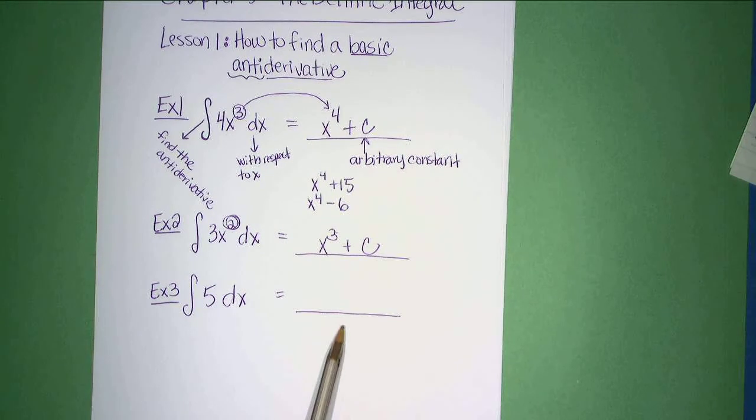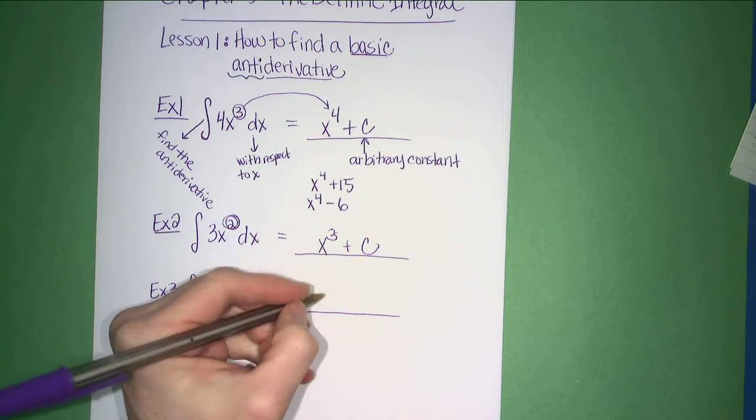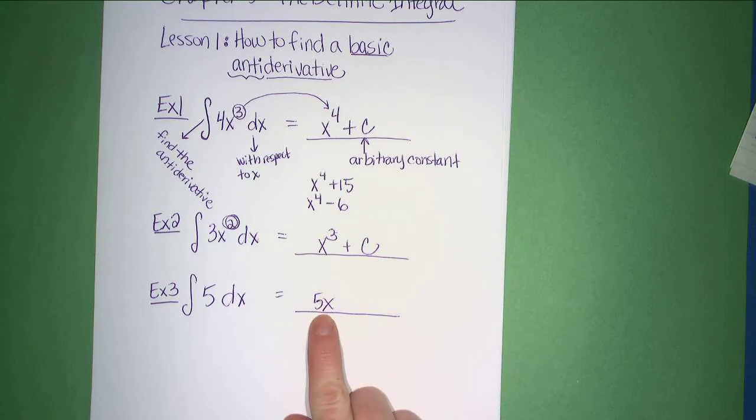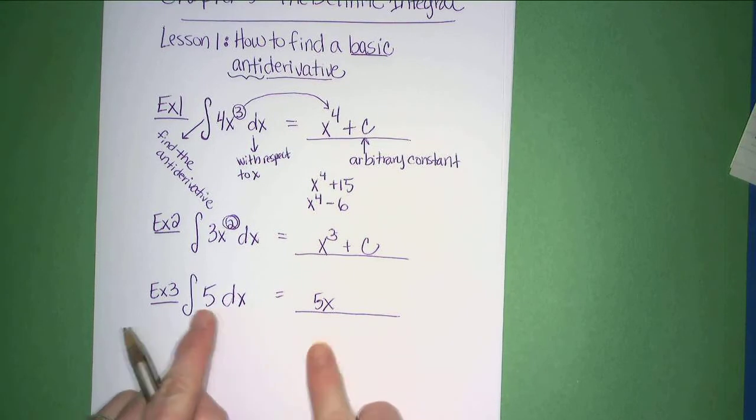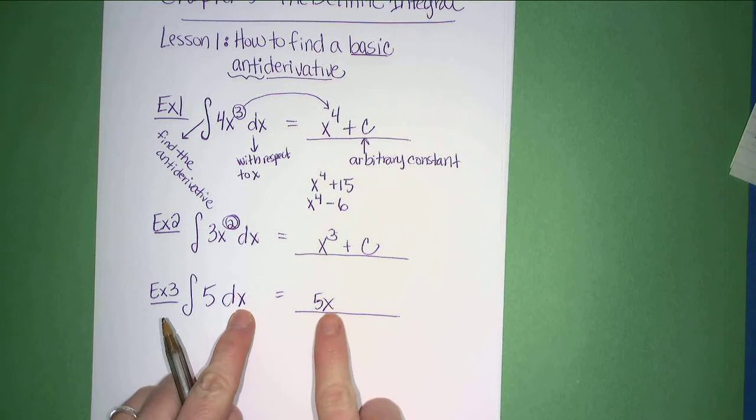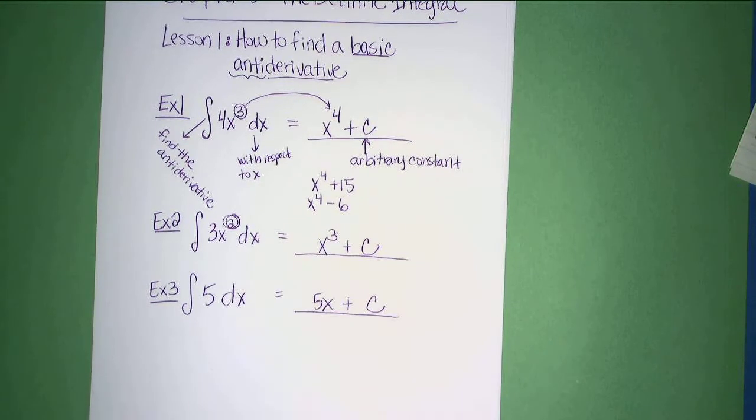So I have to think to myself, what function's derivative is just the constant 5? Well, that would just be 5x. The derivative of 5x is 5. Again, if this was dy, I would put 5y. If this was dr, I would put 5r. And then add the constant c to the back.